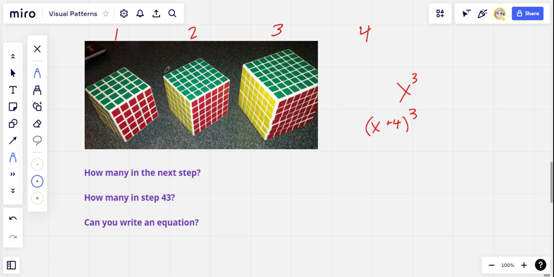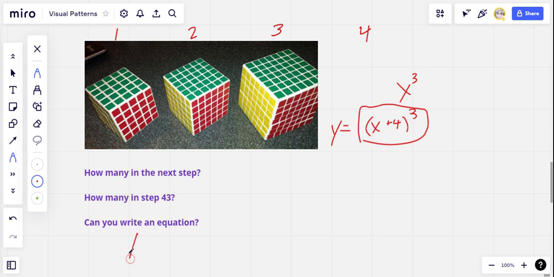If you think about that in step 2, we've got sides of 6. Well, 2 plus 4 is 6, so each side is 6 in step 2. Similarly, in step 3, 3 plus 4 will be 7. We have 7 on each side. So this is going to be the equation to calculate all of this. And I'm not going to try to count for step 4, or certainly not for step 43. I'm just going to cube these things.